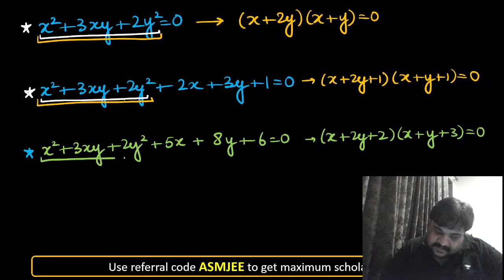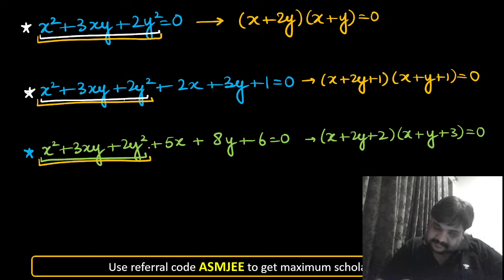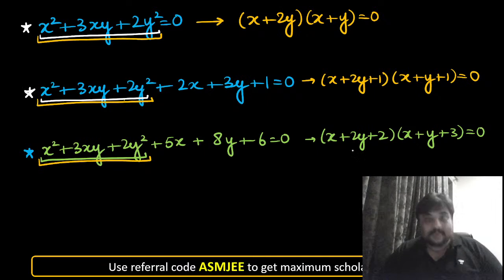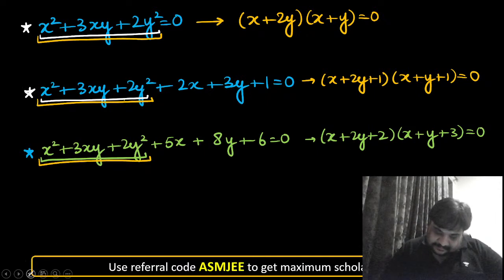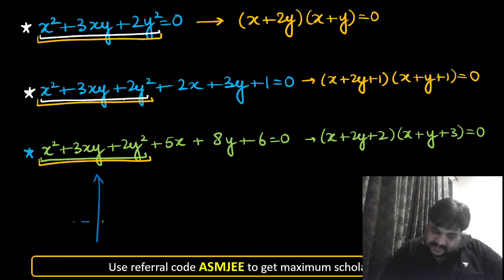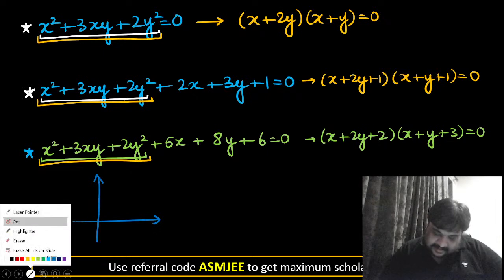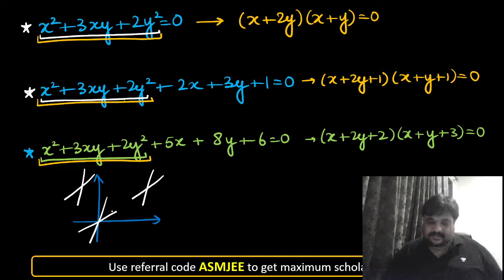Observe very carefully. What is the impact created by the first three terms being the same? Their slopes come out to be the same. So what happens if the first three terms are identical in two pairs? That means their shape is essentially the same. They just get shifted to different places. Their shape is the same.